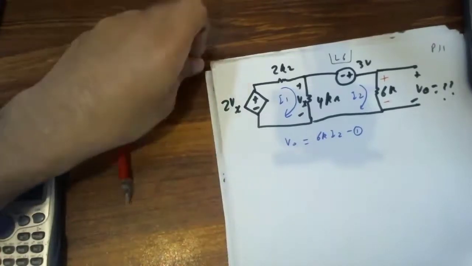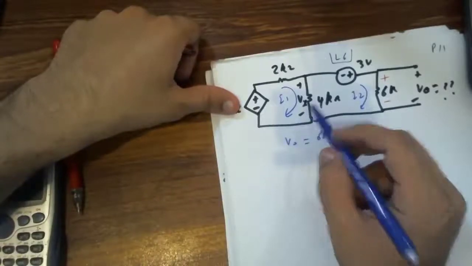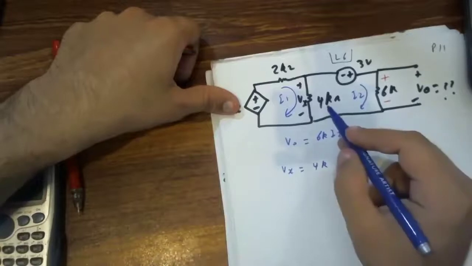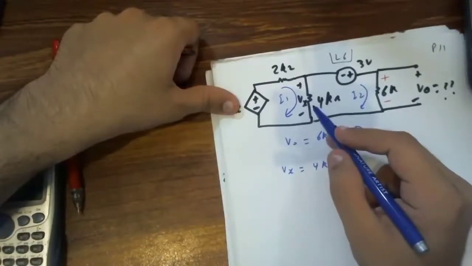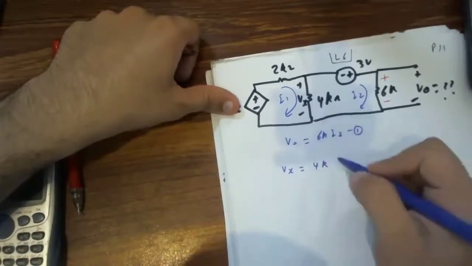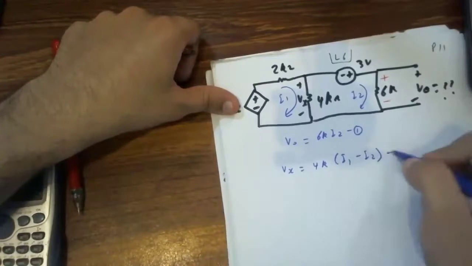Is there any other information which I can deduce from the circuit? Yes, there is another equation. What will be the value of the Vx? The value of Vx will be equal to 4K, the value of the resistance, into the current which is flowing through this resistor. And what is the current which is flowing through this 4K resistor? It is I1 minus I2.